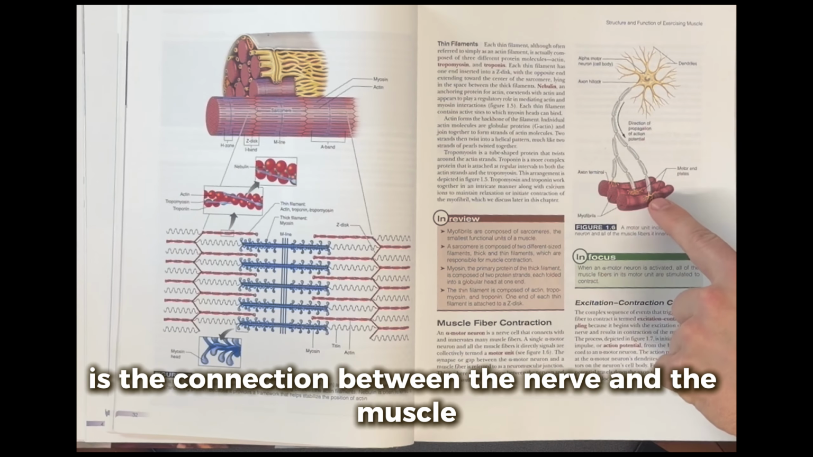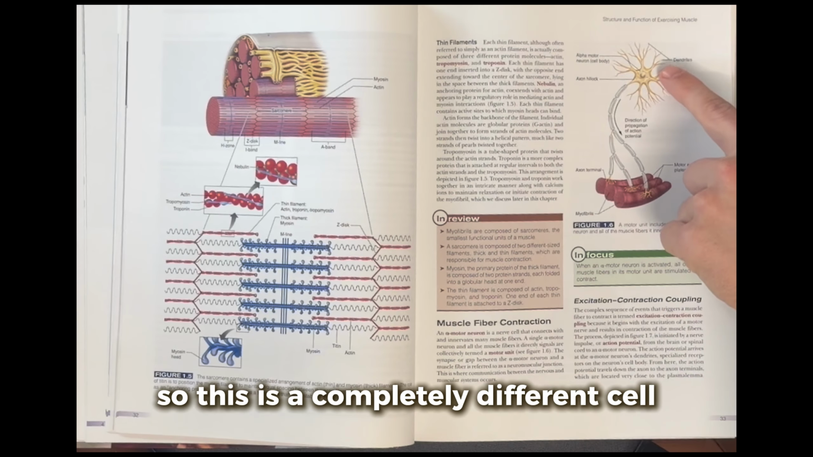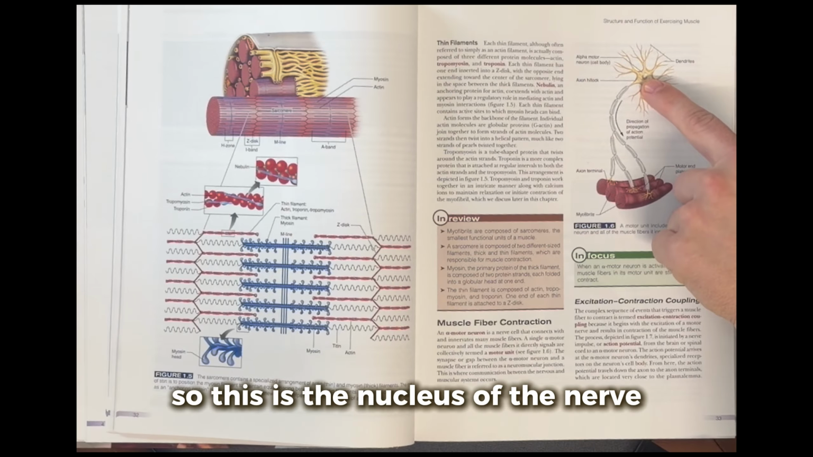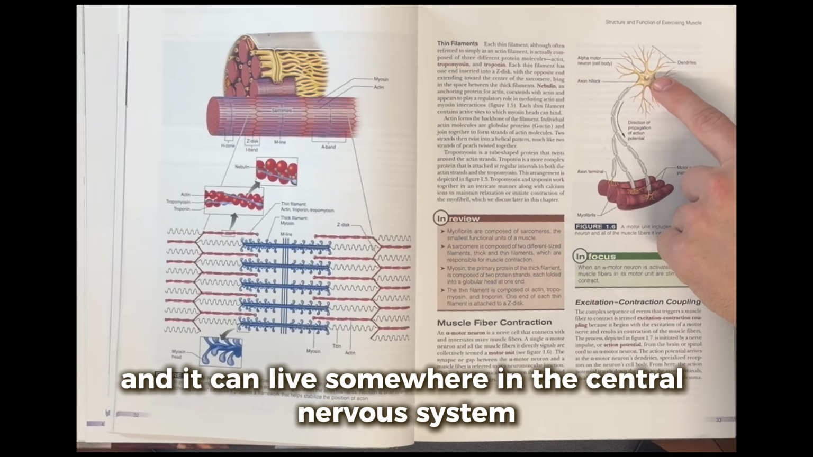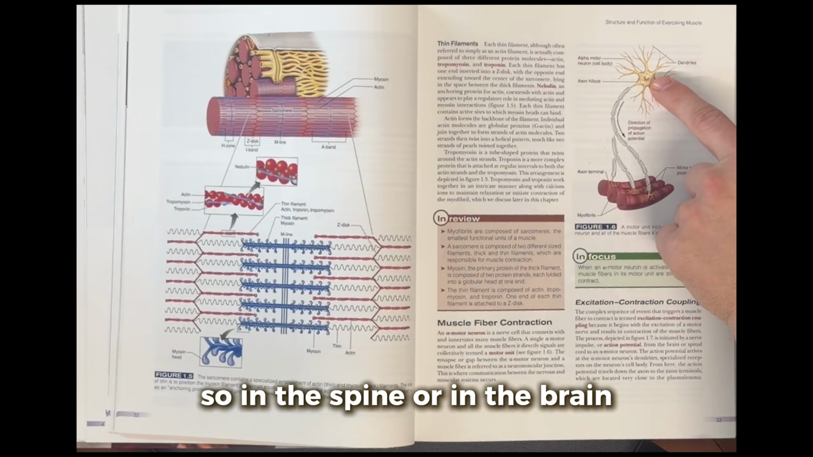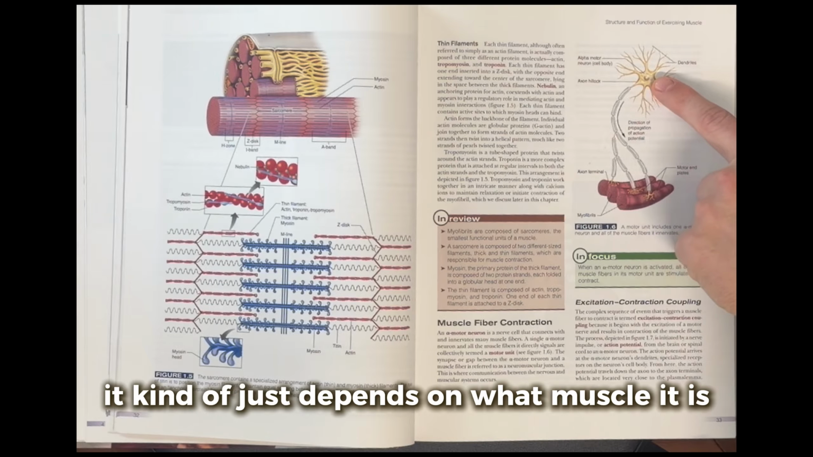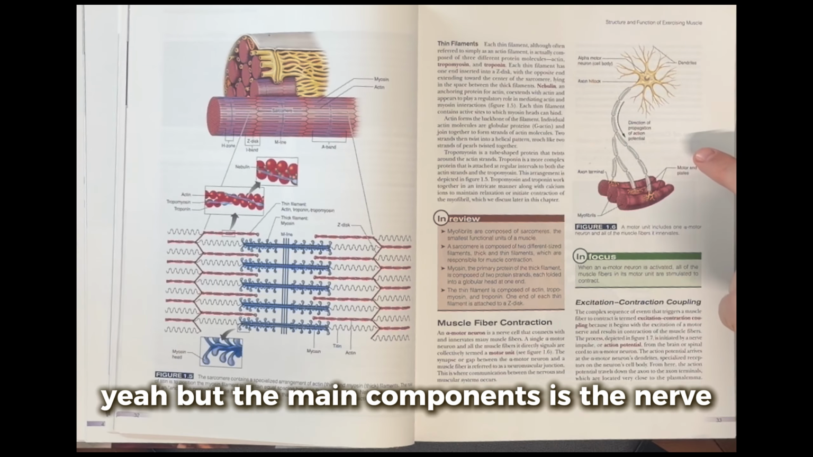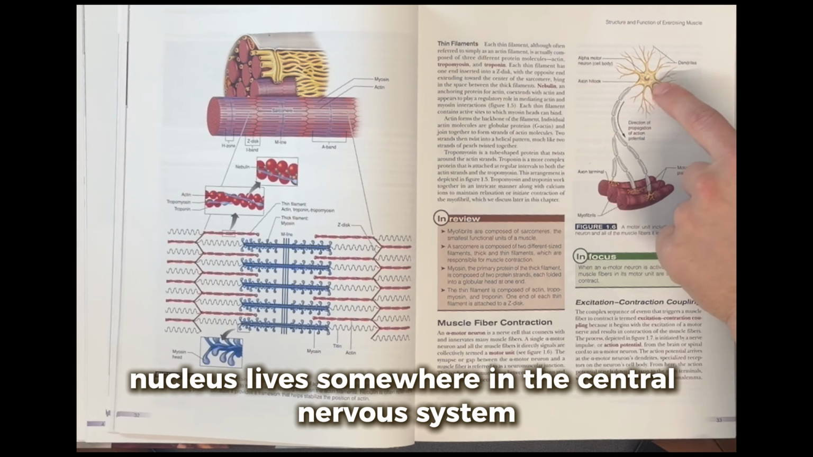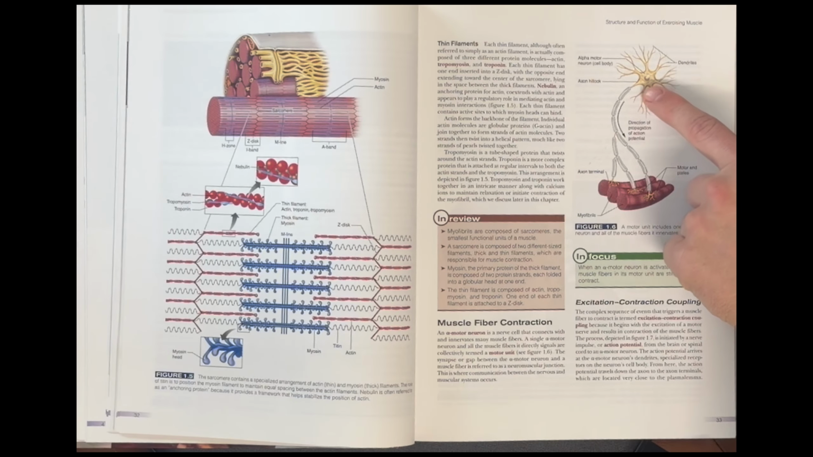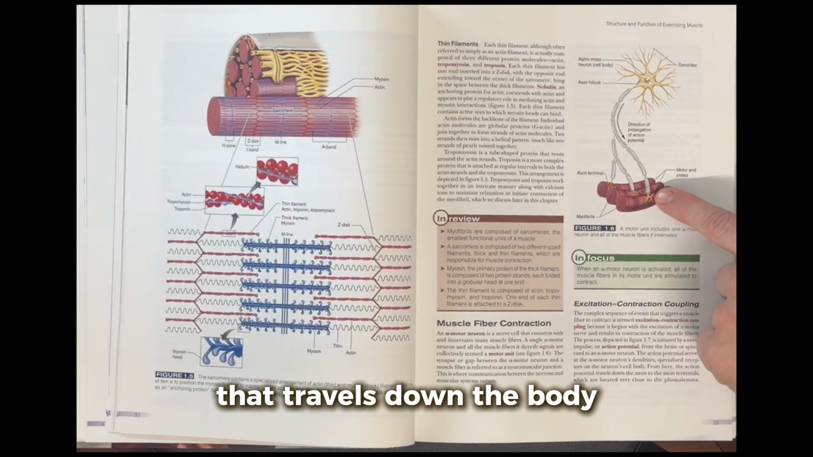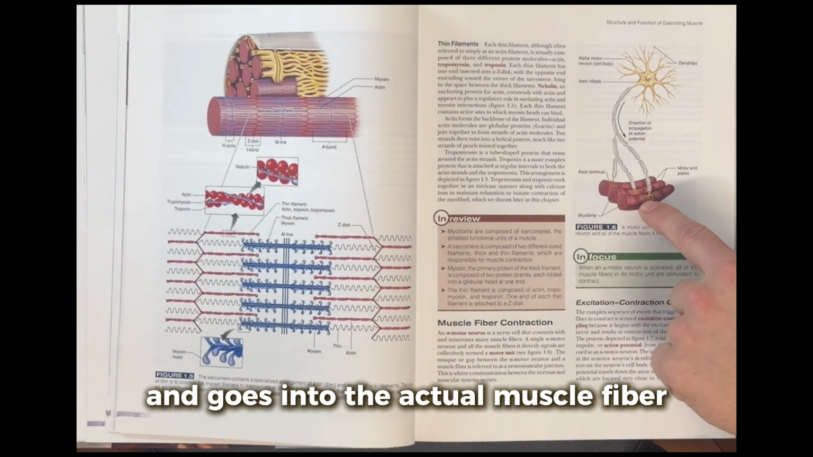But one important thing to talk about with this neuromuscular system is the connection between the nerve and the muscles. So this is a completely different cell. This is the nerve. This is the nucleus of the nerve, and it can live somewhere in the central nervous system, so in the spine or in the brain. It depends on what muscle it is and what this nerve is driving. The nerve nucleus lives somewhere in the central nervous system, and then you have this long line of nerve that travels down the body and goes into the actual muscle fiber.